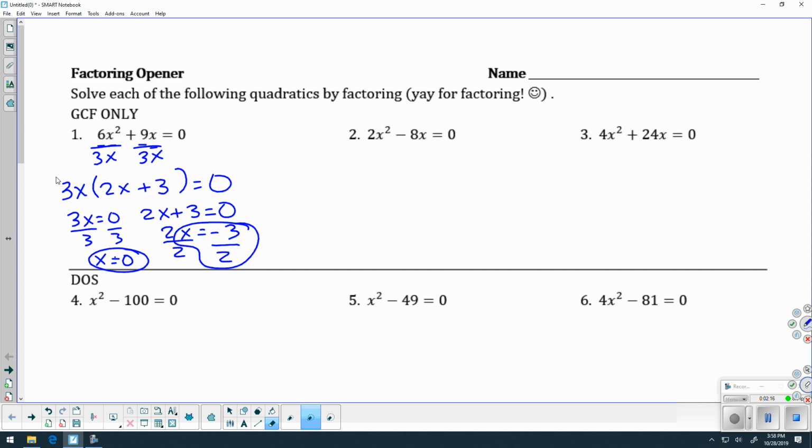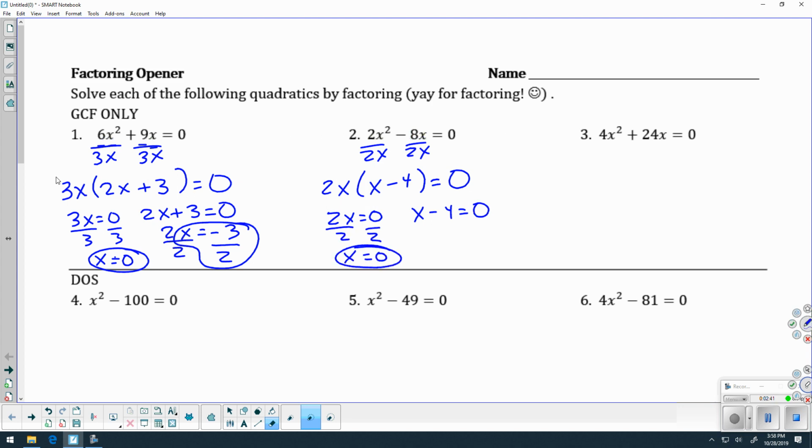Okay, look at problem number 2. Same idea: take out a GCF, which would be a 2x in this case. What do you have left over when you divide each term by 2x? You would have x minus 4 left over. Again, we're done factoring, so set each piece equal to 0 and now we simply solve. Dividing both sides by 2, you get x is 0 still as one solution. Add 4 to both sides, x is positive 4. So this parabola will be crossing over the x-axis at both 0 and positive 4.